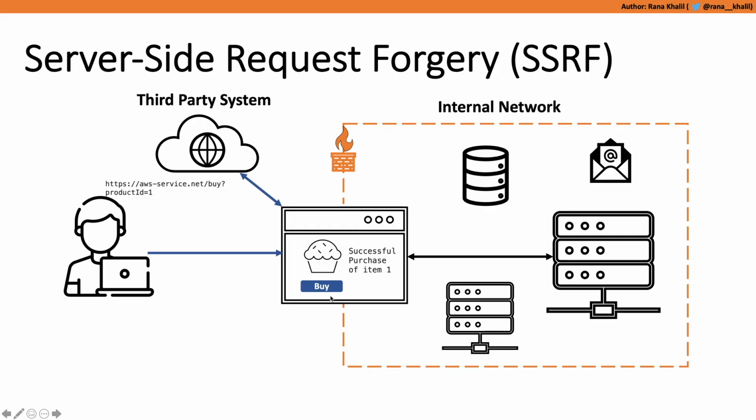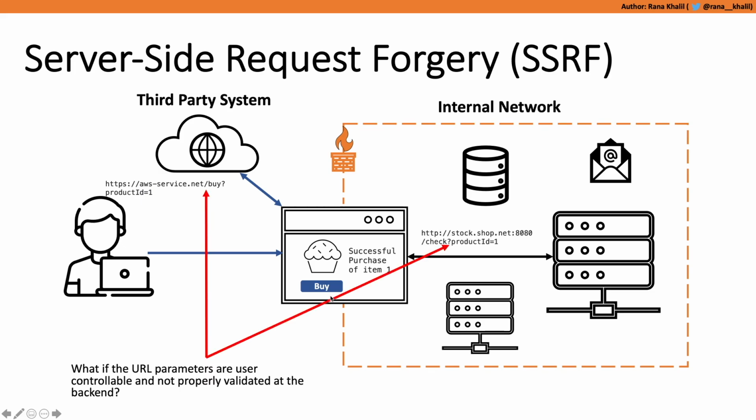Okay, so these are the two use cases of the application. So what could go wrong here? Now, imagine these URLs that the application is making in order to initiate requests are, one, user controllable, and two, not properly validated by the backend. So what does that mean?